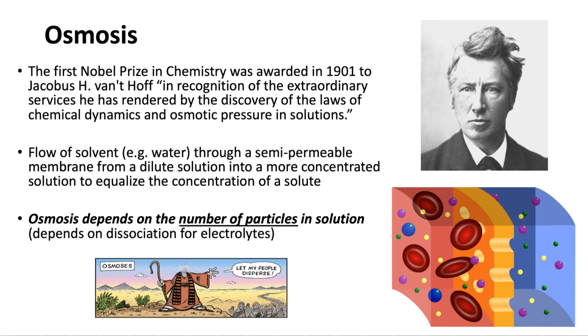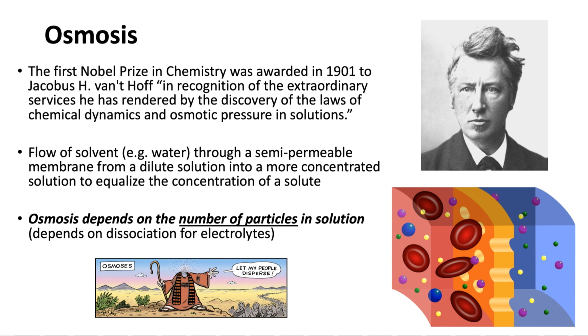In fact, the very first Nobel Prize ever in chemistry was awarded in 1901 to Jacobus H. van 't Hoff in recognition of the extraordinary services he rendered by the discovery of the laws of chemical dynamics and osmotic pressure in solutions. This was a big deal. Now, unfortunately for van 't Hoff, they hadn't invented the comb yet, apparently, but he did do a lot of work for this idea of osmotic pressure.